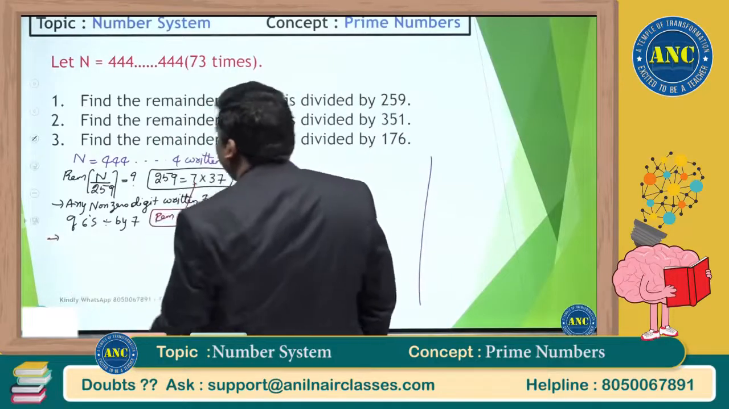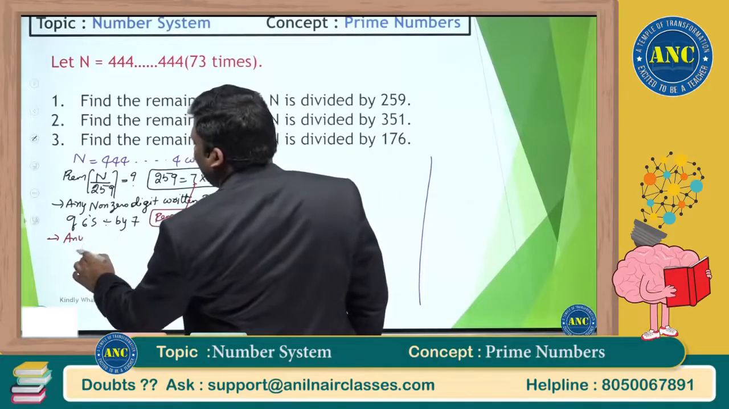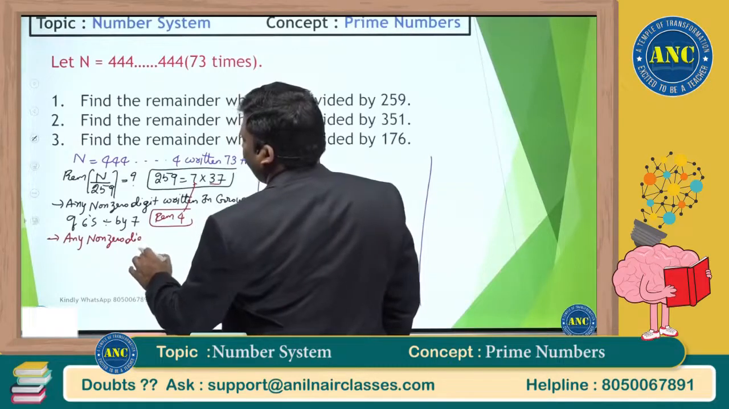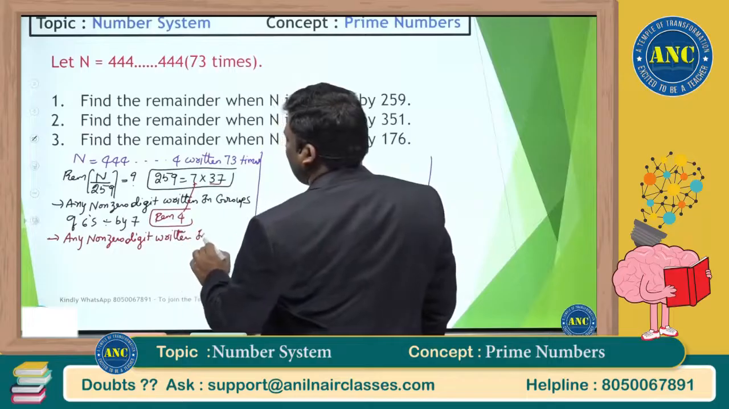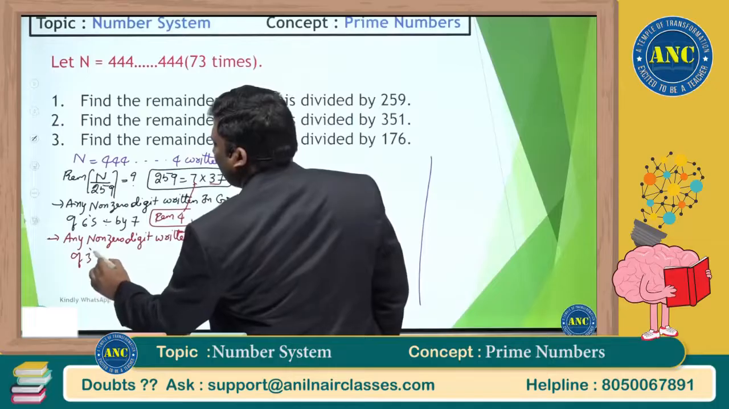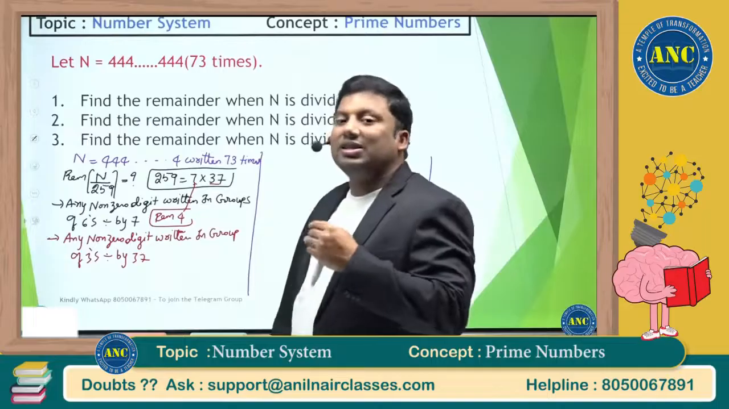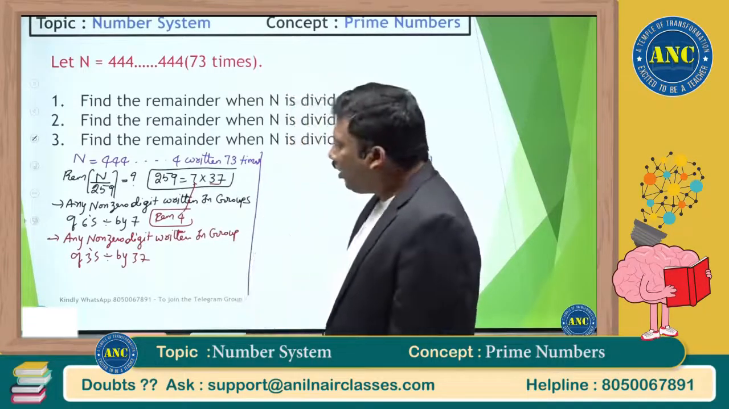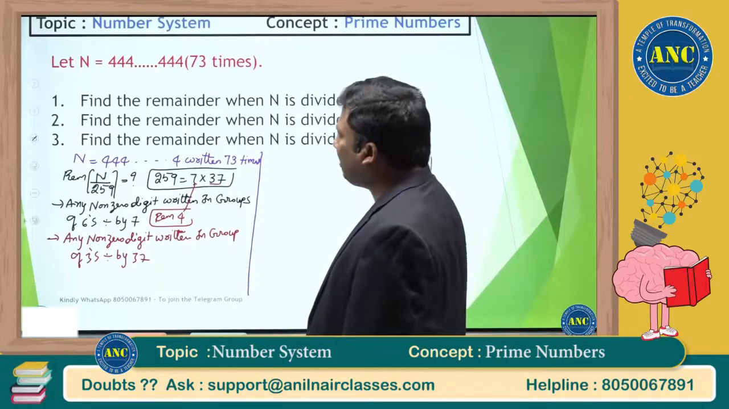Next one. If you see 37, what did we discuss yesterday? Any non-zero digit written in groups of 3 is always divisible by 37. 111 is 37 into 3, 222 is 37 into 6. If any non-zero digit is written in groups of 3s, then it is divisible by 37.